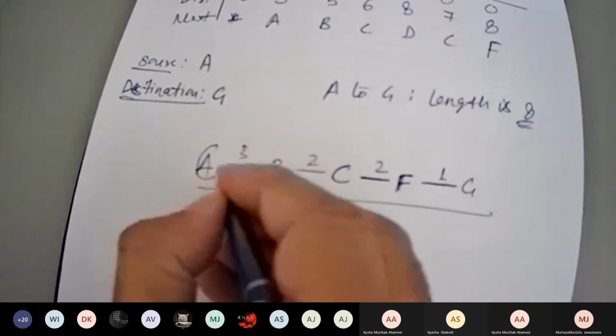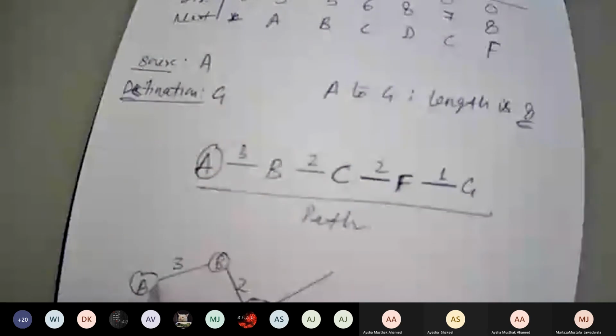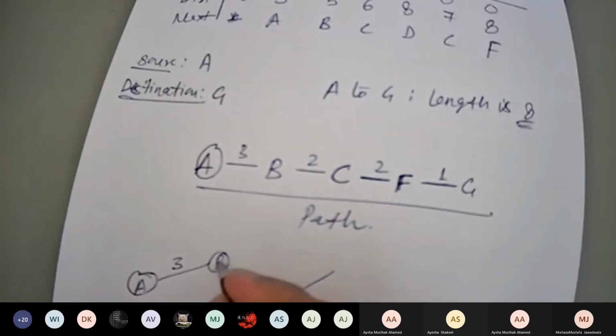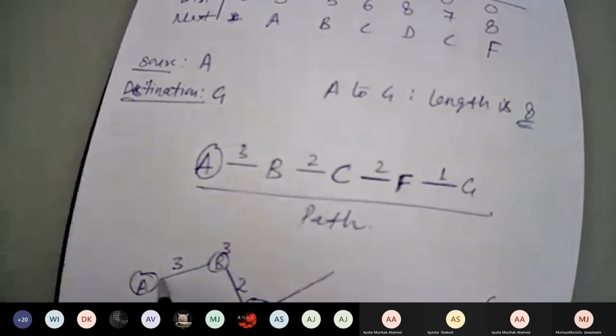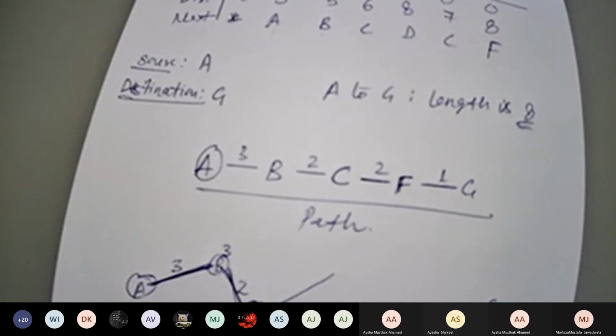Now for each node, what is the cost? The distance traveled until B is 3. Till C, how much cost was there? 5 means how much distance you have traveled? 5. Till F, how much you have traveled? 7, 5 plus 2, 7. And plus 1, 8, G. So this is your shortest path in the graph which was given.